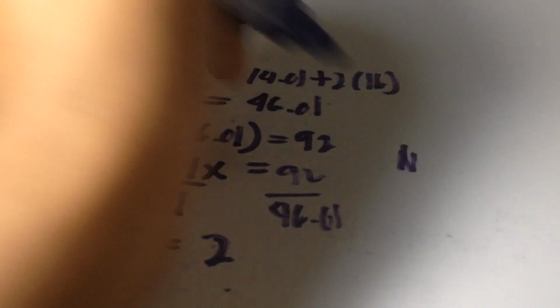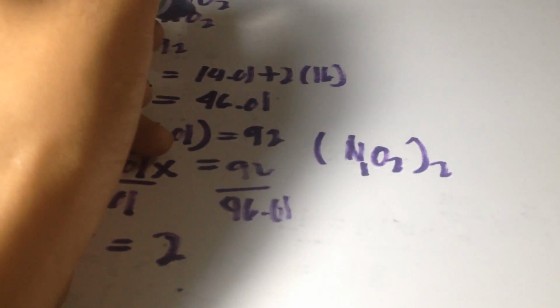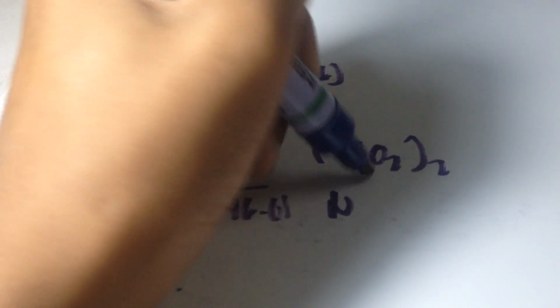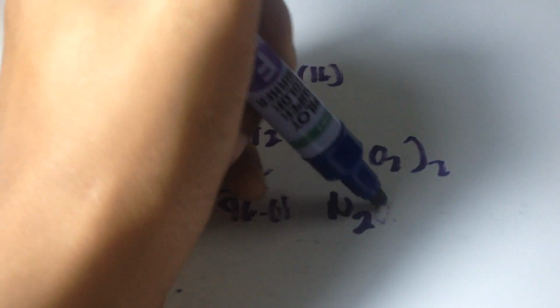So in nitrogen dioxide, multiply by 2. So you put subscript 1. So in nitrogen, 1 times 2 equals 2. And on oxygen, 2 times 2 equals 4. So this is the molecular formula.